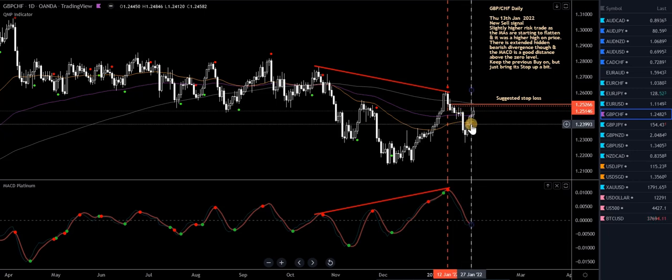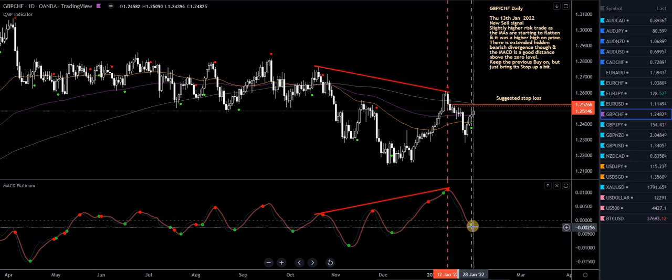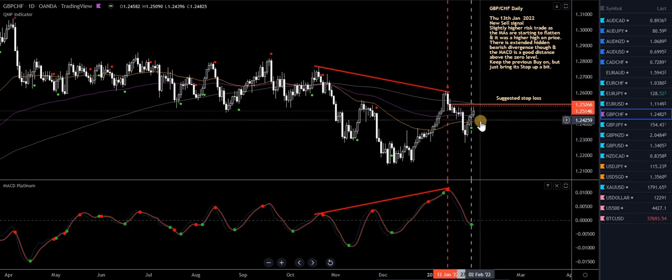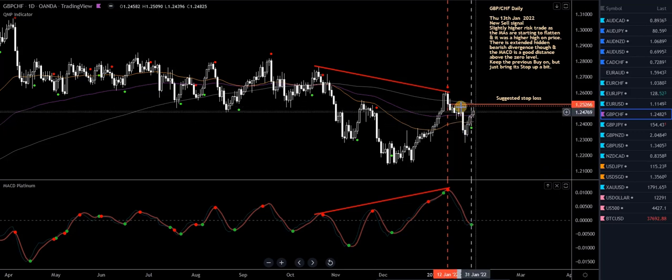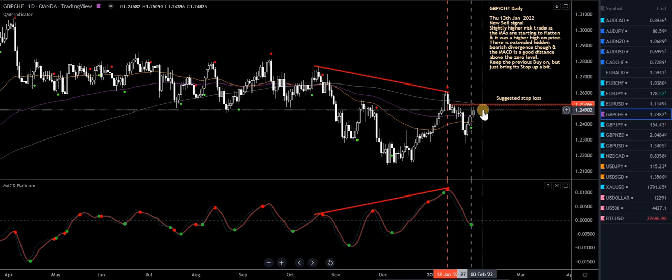Got this buy signal on Friday. It's a valid signal. MACD Platinum's just below the zero level, so that's not one. That's one reason I didn't take it, and the other reason was price is in the moving averages and pretty close to the 240 LMA. Just not a great setup, and as I said on the Facebook group, it's not ideal.